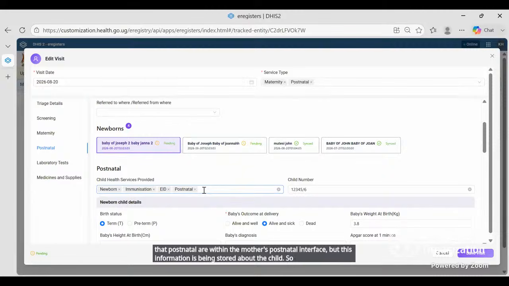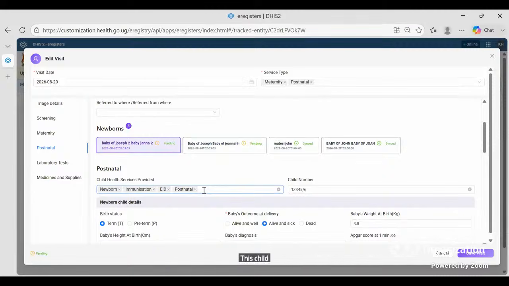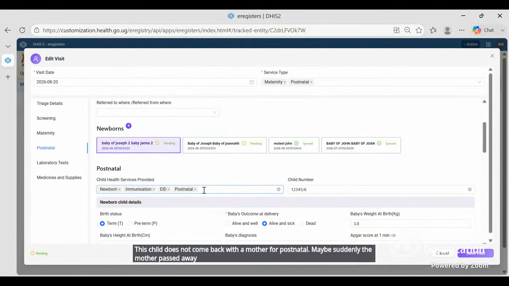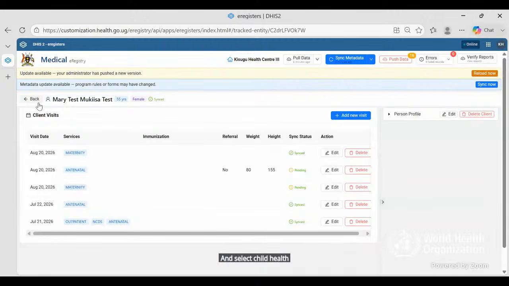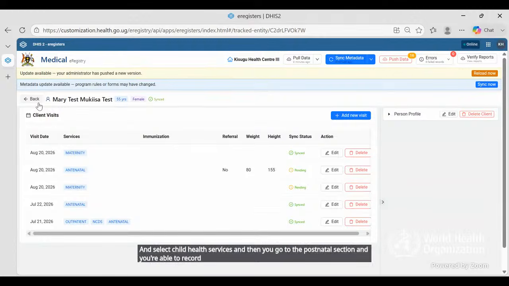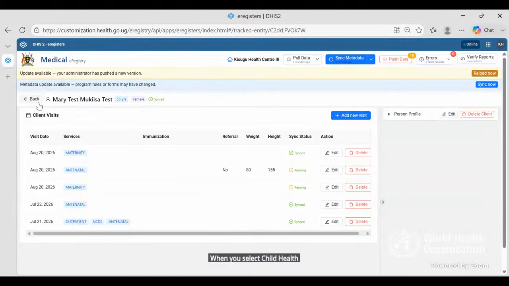So what happens if this child does not come back with the mother for postnatal? Maybe sadly the mother passed away, but they have come for their 6 weeks check. Then you can go ahead and just search for the child and select Child Health Services, and then you go to the postnatal section and you're able to record this information about the child. So that is a distinction between what we are making available within maternity and postnatal versus what you receive when you select Child Health Services as the service type.